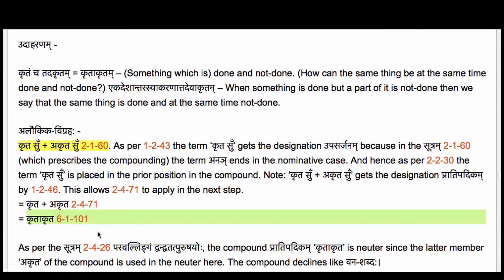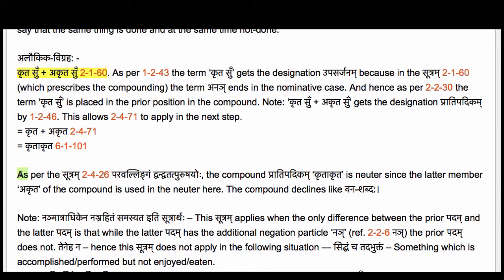Now as per the Sutram 2-4-26, paravalingam dvandva tatpurushayoho, the compound pradipadikam krita krita is neuter since the latter member akrita of the compound is used in the neuter gender here. The compound is declined like vana shabdaha. This compound is of course an adjective. The masculine would be krita kritaha, prathama ekavachanam.